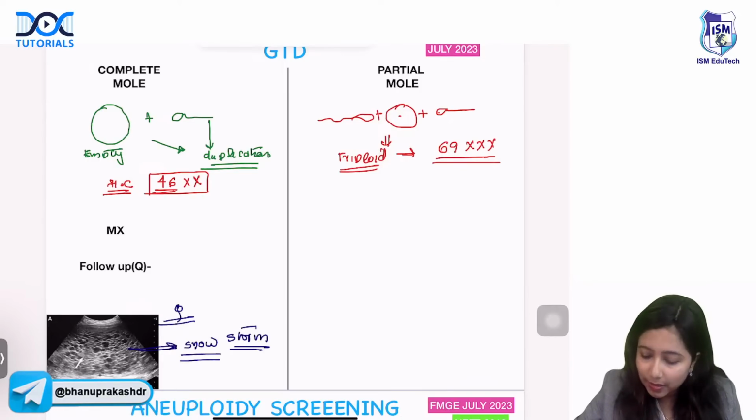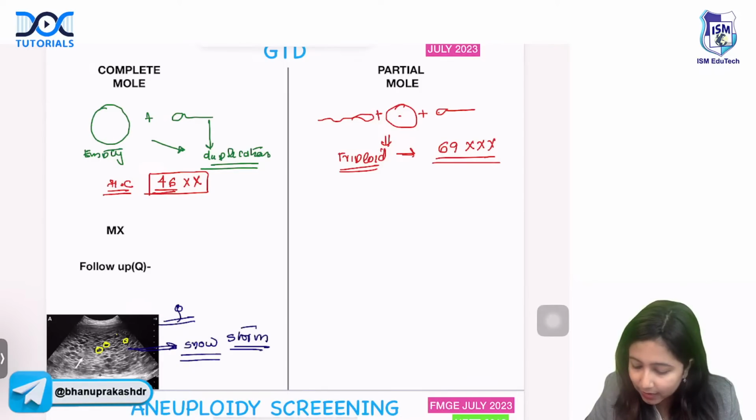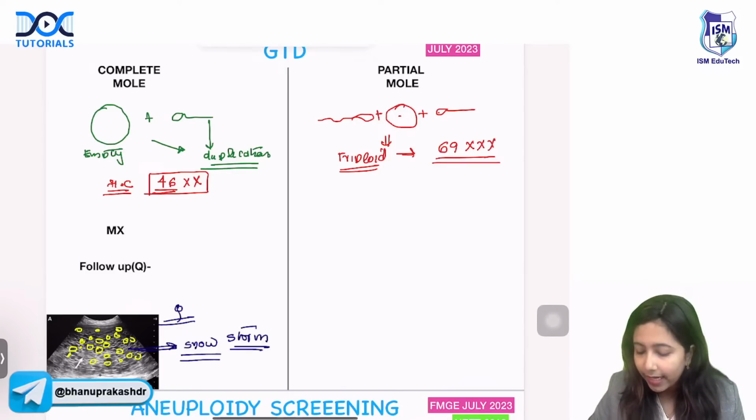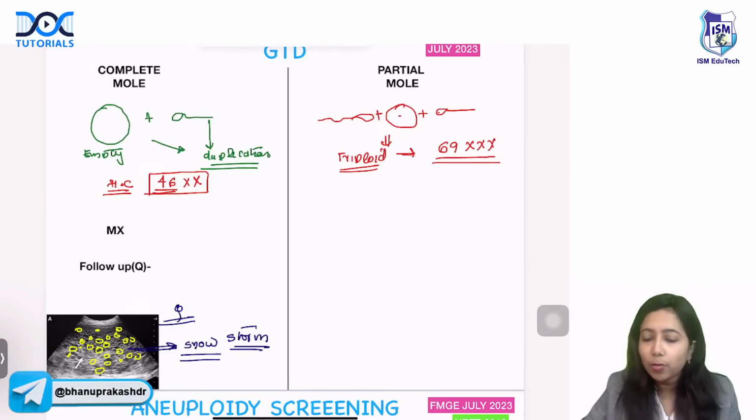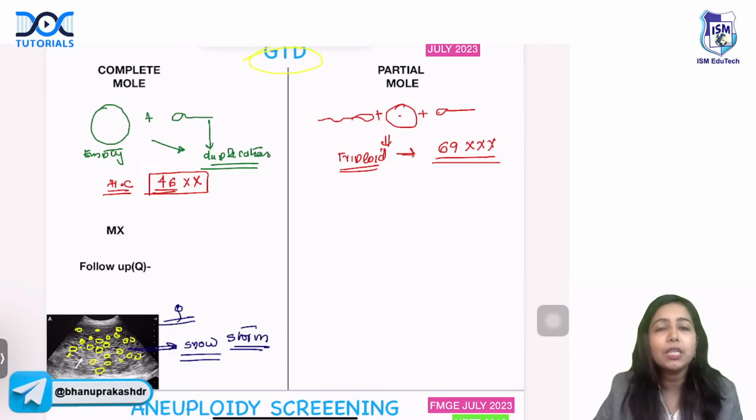When you see such small cystic areas, which are basically due to the hydropic villi, you will diagnose this as a complete mole. If they give you two options, partial and complete mole, you will go for complete mole. If they only give you an option as GTD, or gestational trophoblastic disease, or even molar pregnancy, you can choose that answer. The perfect answer is complete mole, snowstorm appearance.